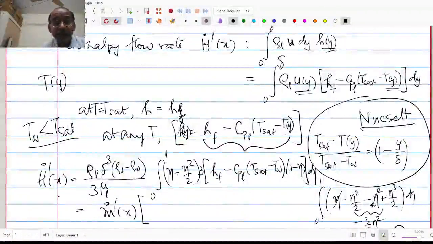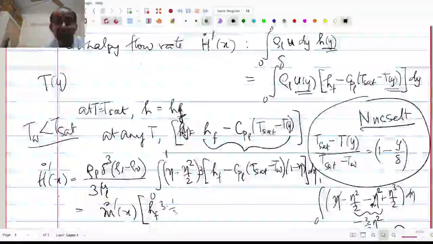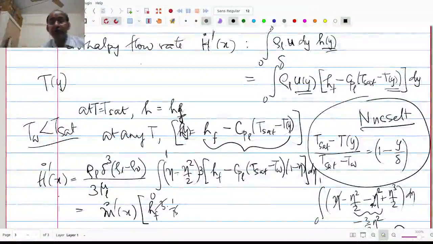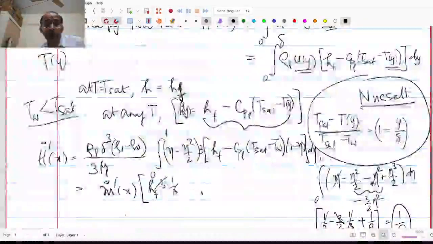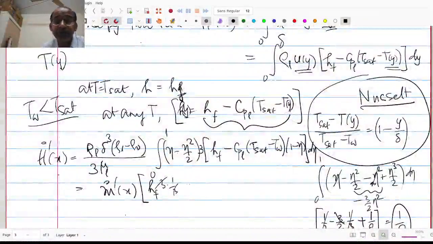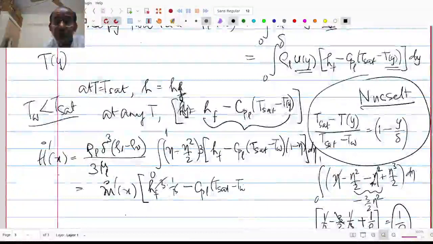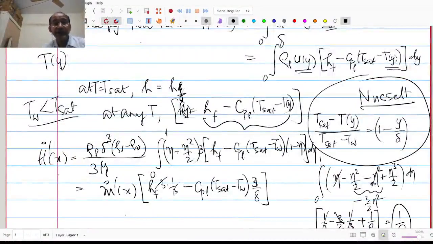The first integration will be HF multiplied by, this is 3 into 1 by 3, so that will get cancelled out, because we showed that eta minus eta squared by 2 here integrates to 1 by 3, right? So that term goes off. That becomes HF minus CPL into Tsat minus Twall multiplied by 1 by 8 into 3. So 3 by 8. This is the expression that I'll have.